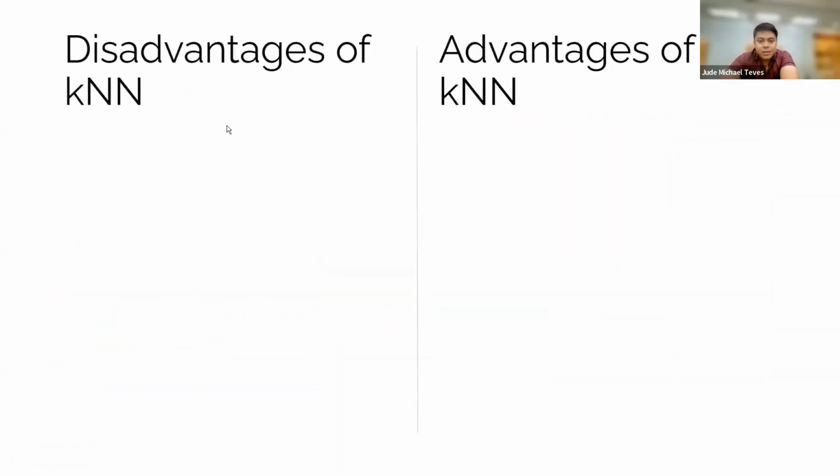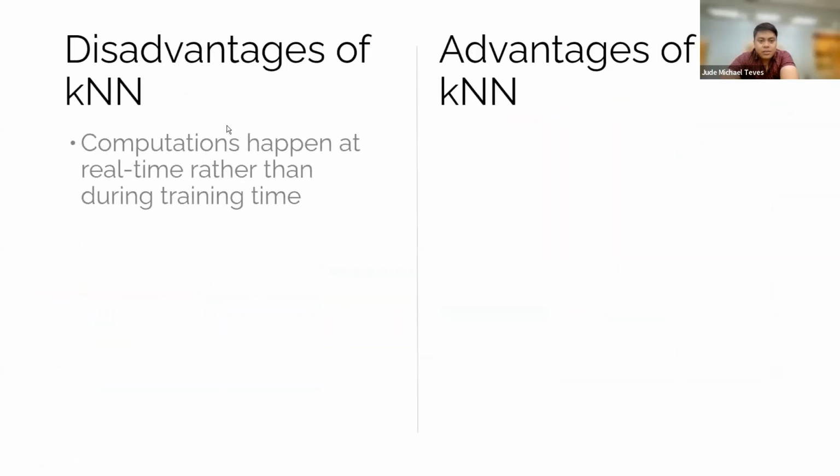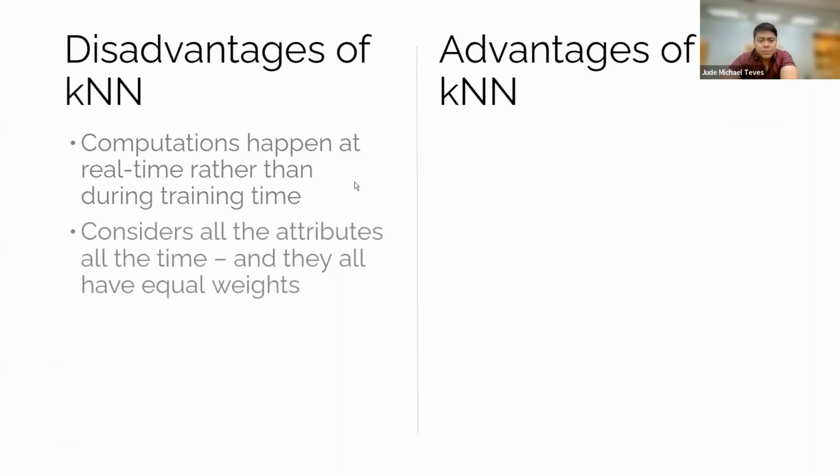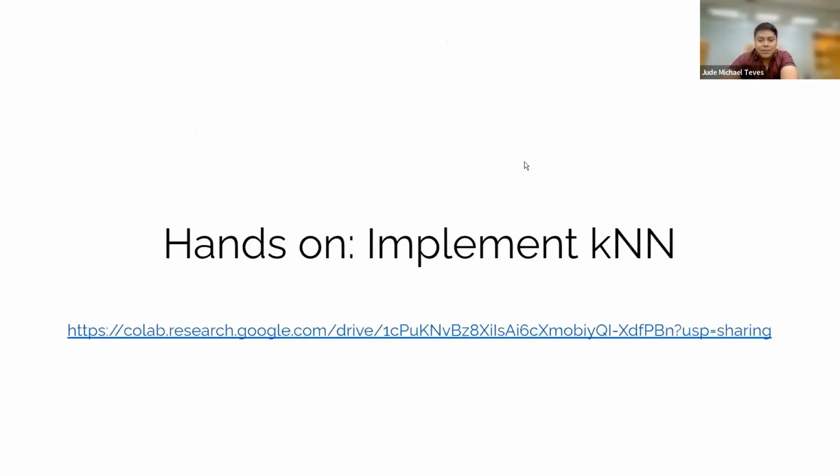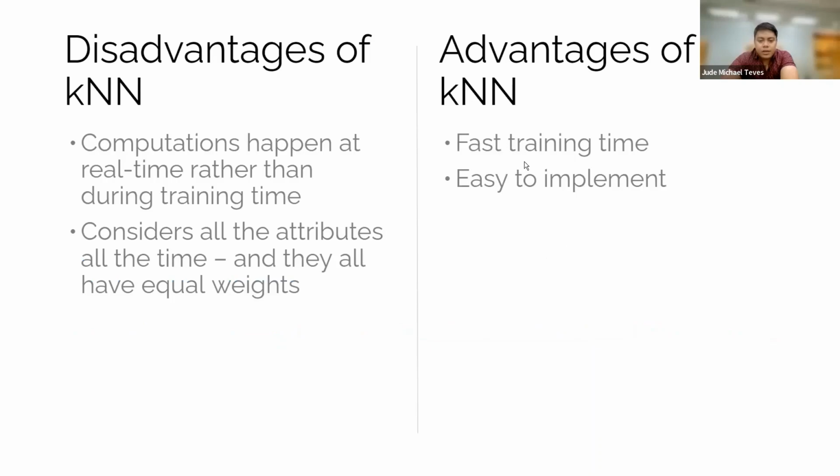Okay, disadvantages and advantages of KNN. Computations happen at real time rather than during train time. And this is very computationally expensive. It considers all the attributes and they have equal weights. The advantage, fast training time. Basically, there's no training. You're just storing it. You're just saving it. That's really fast. You're doing nothing. You're just copying. Easy to implement. Yeah, very easy to implement. Oh yeah, that's for later.